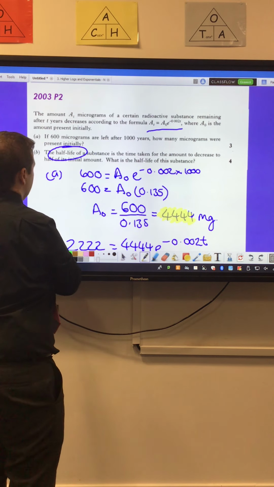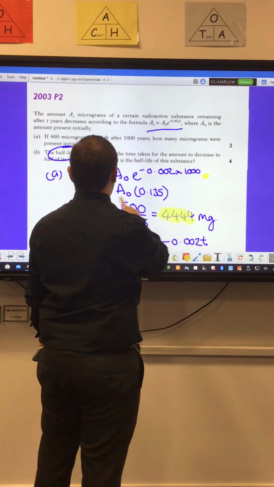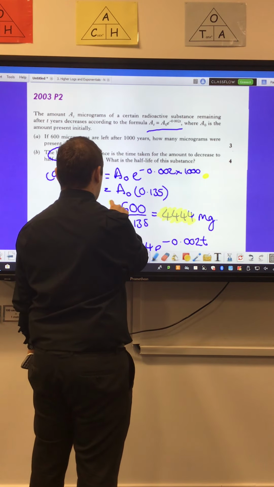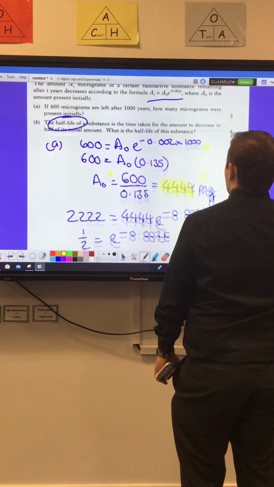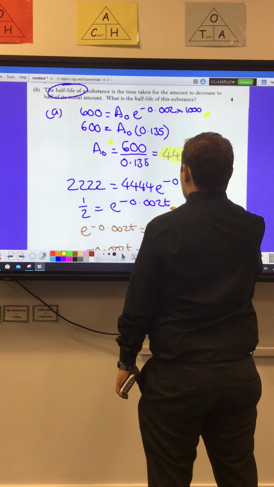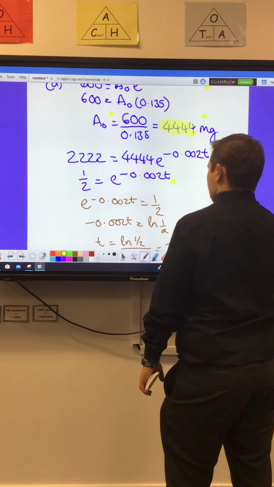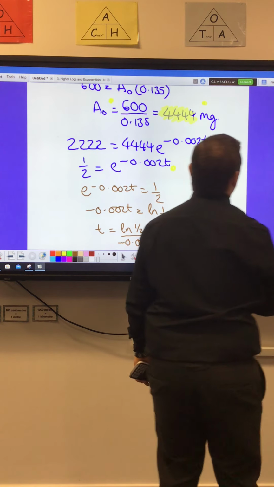This one we've just done. Again, it's 3 marks, so it's 1 mark for that, 1 mark for rearranging, 1 mark for your final answer, and then 4 marks for the second part. 1 mark here, second mark for the equation, third mark for taking the logs of both sides, and your 4th mark for your final answer.